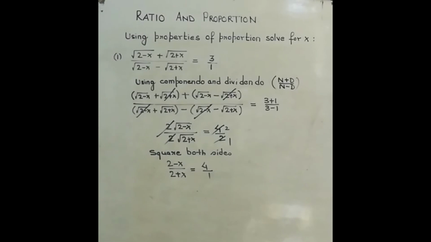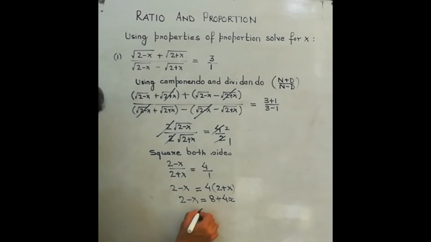Now to solve it further, either you do the cross multiplication and solve for x, or you may apply componendo and dividendo once again, but I am simply cross multiplying it. So I am getting 2 minus x on the left. I cross multiply it over here. So this is 2 minus x, 8 plus 4x. So when you move this side, this becomes minus 6 and this becomes 5x. So you are getting value for x as minus 6 upon 5. This will be the answer.